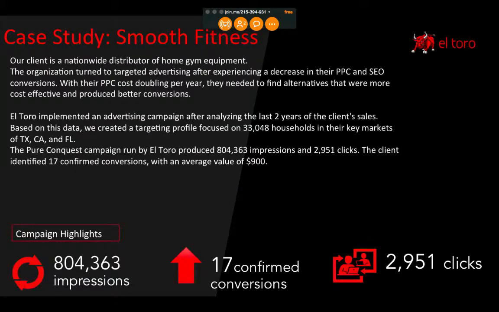Smooth Fitness. So these guys were selling high-end fitness equipment at home, and the value of every conversion was about $900. So they were able to generate over $15,000 with this campaign.